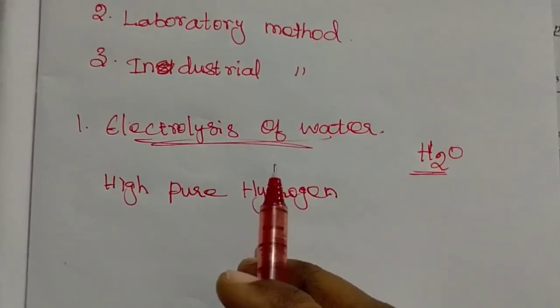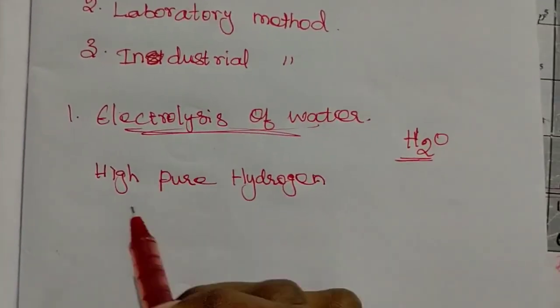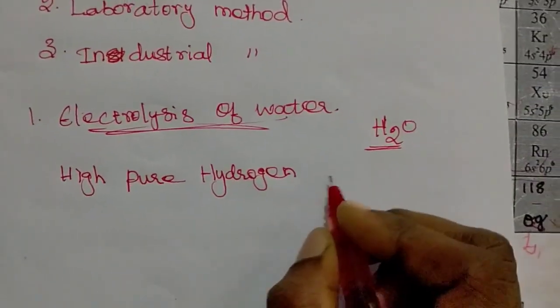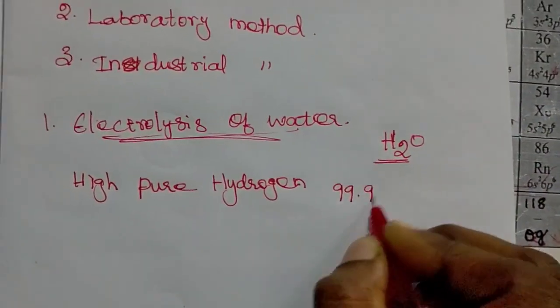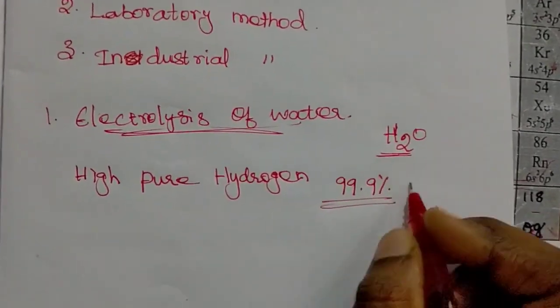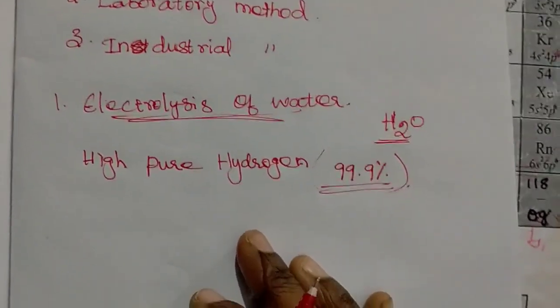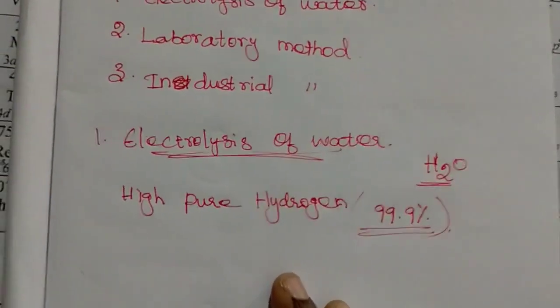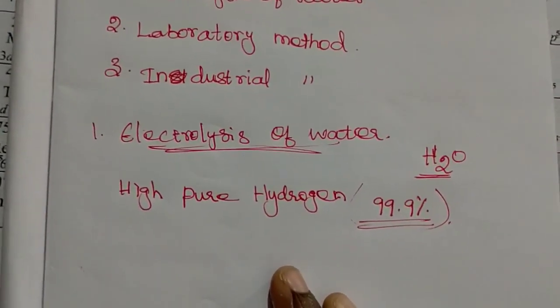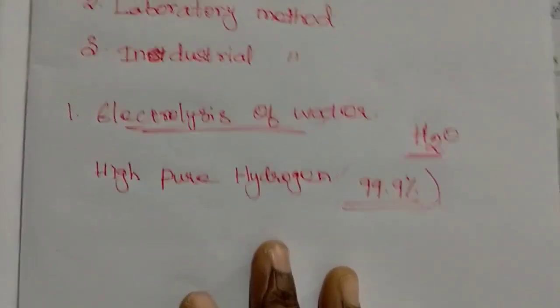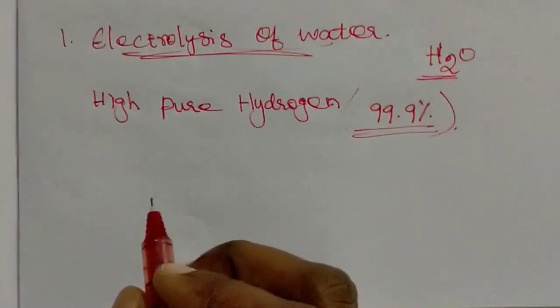We use this electrolysis of water process to get high pure hydrogen, 99.9% pure hydrogen. Traces of acid or alkali are added to the aqueous solution for electrolysis. So you can take the electrolysis solution.